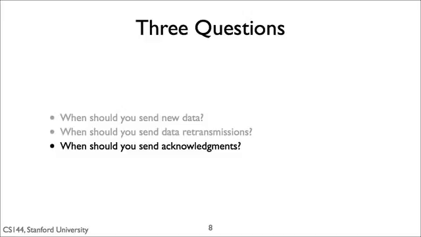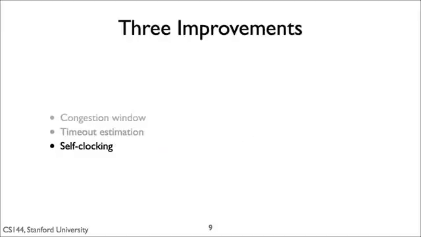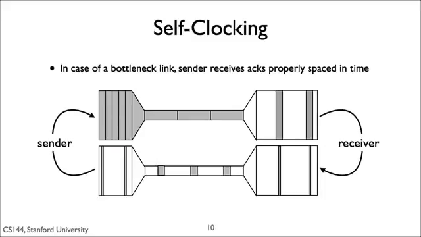So now we've come to the third question. When should TCP send acknowledgements? It turns out the answer is generally with as little delay as possible. If TCP follows this policy, it leads to a very important and powerful behavior called self-clocking. Self-clocking means that if TCP sends acknowledgements aggressively, then it turns out they will space out in time according to the throughput of the bottleneck link.